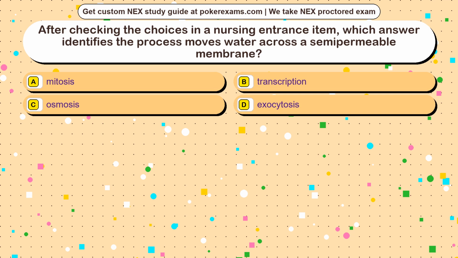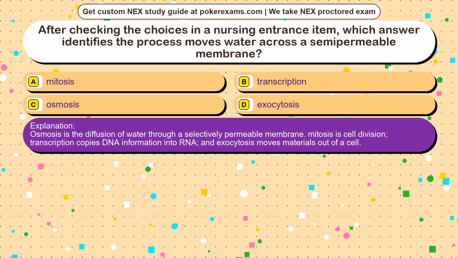The correct answer is option C. Osmosis is the diffusion of water through a selectively permeable membrane. Mitosis is cell division, transcription copies DNA information into RNA, and exocytosis moves materials out of a cell.